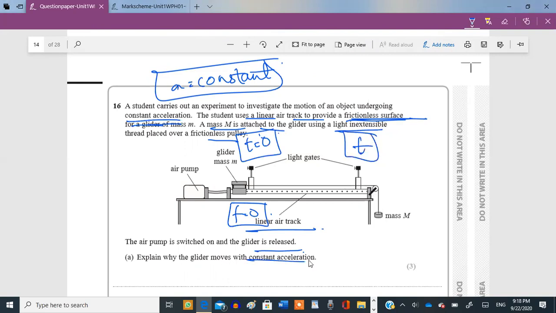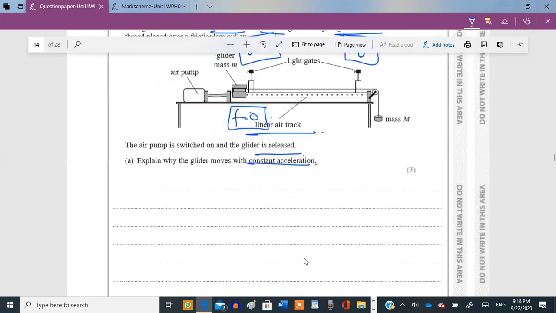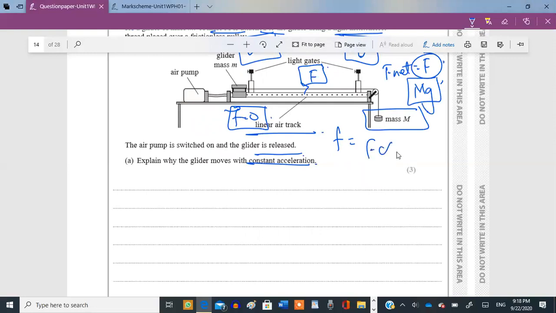Explain how the glider moves with constant acceleration. Well, the pulley is frictionless, the track is frictionless, and the mass is constant. This means the forward force is constant and there is no resistive force. So the net force is your forward force, which is your mg. Since the net force is constant, we know from Newton's second law that force is proportional to acceleration. Force is constant, so acceleration is also going to be constant.